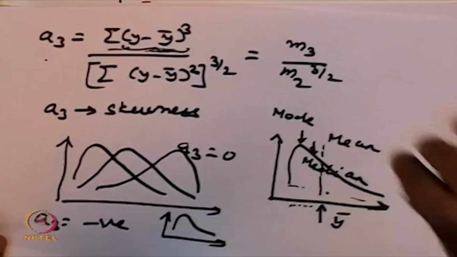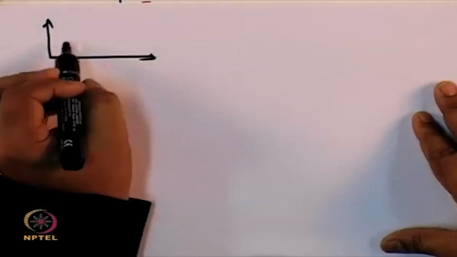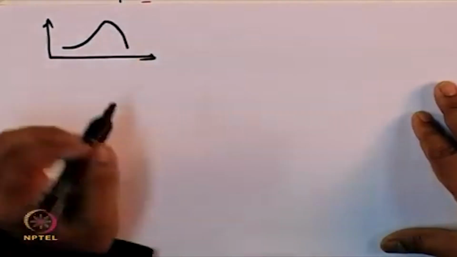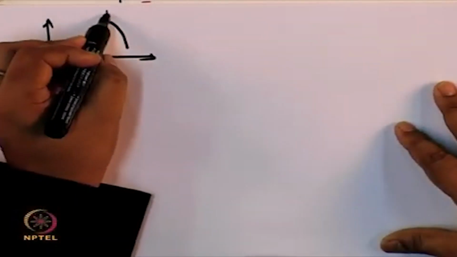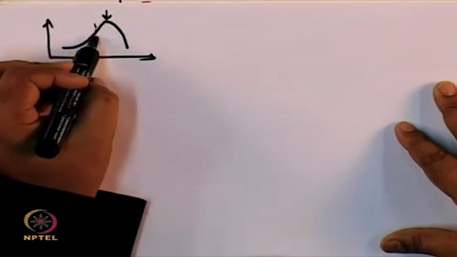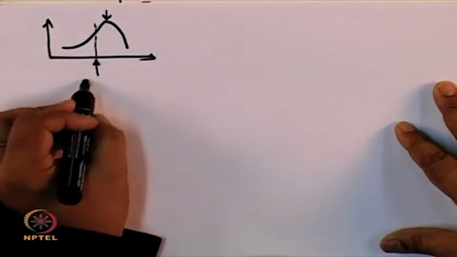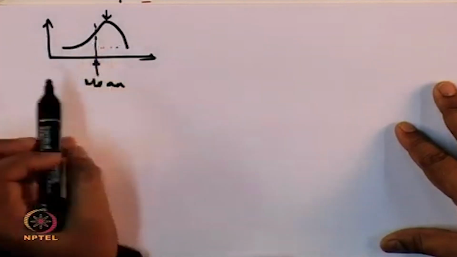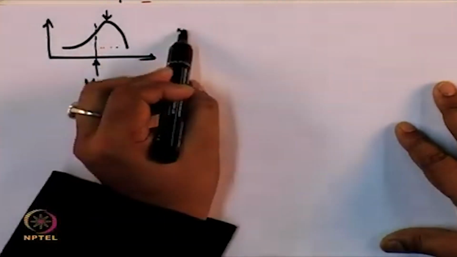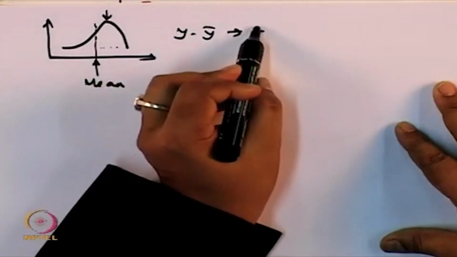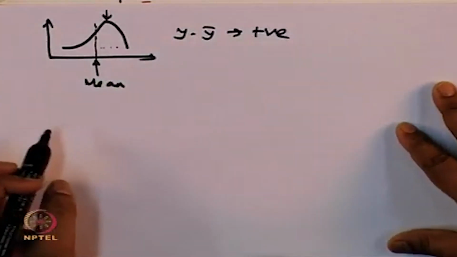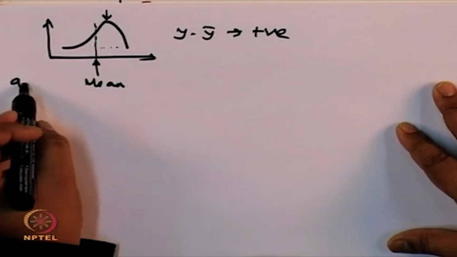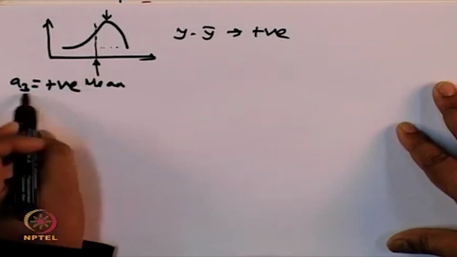Okay. On the other hand, if it is skewed in the other direction, if you have a distribution like this, so this is your mode, and here is where your mean will lie. I can clearly see that for all these points which are to the right of the mean, y minus y bar is going to be positive. Okay. And by this token I will get a value of A3 which is positive.